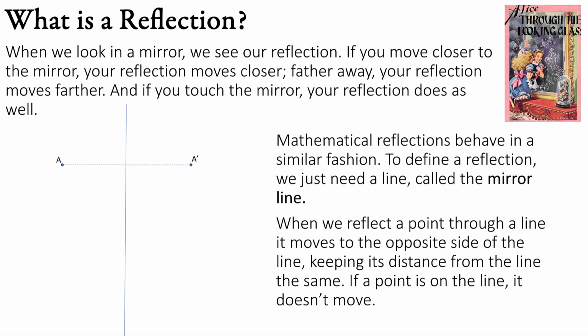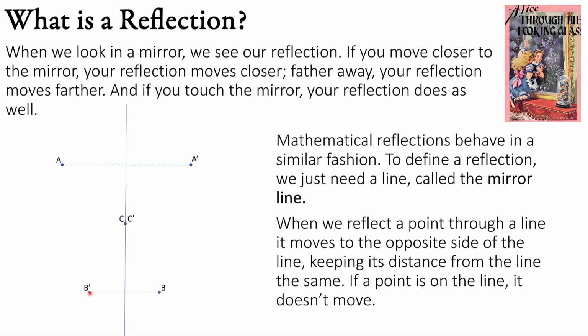So here, we have the point A, which is on the left-hand side of my mirror line, and it reflects and goes to A prime on the right-hand side. And it's exactly the same distance from A to the mirror as it is from A prime to the mirror. Or this point B, which is on the right side of the mirror, reflects and goes over to the left, keeping its distance from the mirror exactly the same.